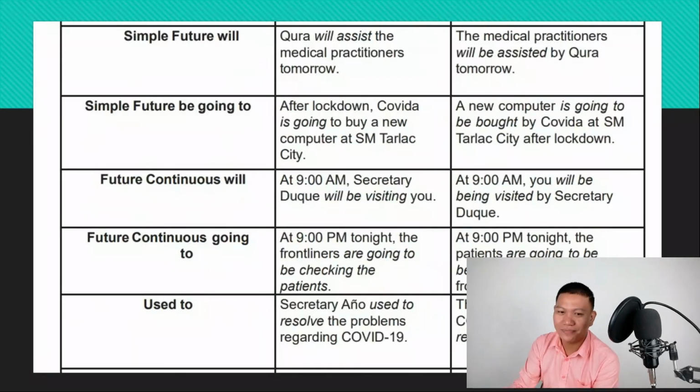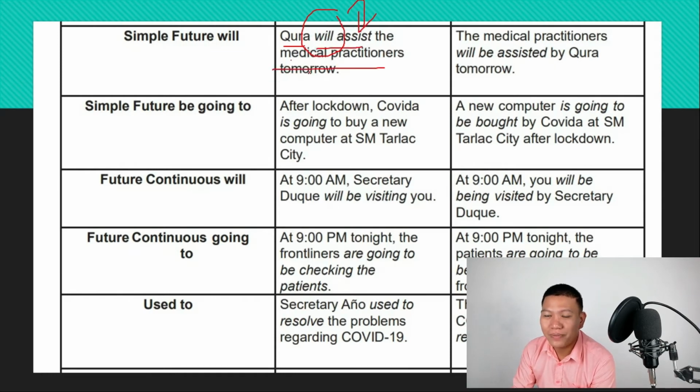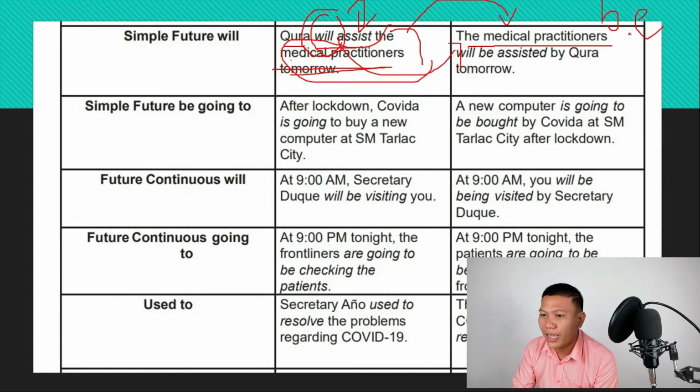Okay? Next, almost done. For simple future, Kura will assist the medical practitioners tomorrow. So Kura is the subject, and then we use will plus base form of the verb. Will assist the medical practitioners. So the medical practitioners now becomes the subject of the second sentence. The medical practitioners, and then we will take will, and then this time we will use be. Okay. Will be, and then plus past participle, assisted by Kura tomorrow. Okay.